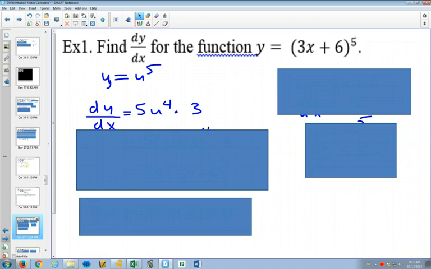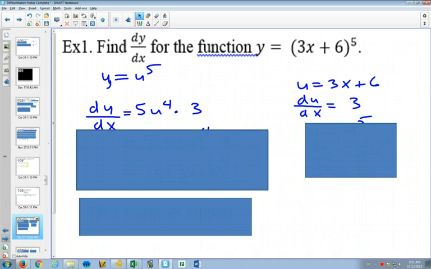Now, we can, if we want to, and I'm going to say over time we're not going to do this, but to start, we can label our functions. We can say that our inside function is u.